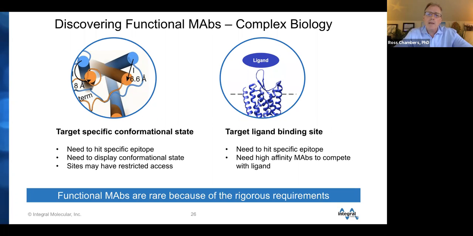Now, the other case for a functional antibody is when you block a ligand. And there, again, it's relatively difficult to find these antibodies because, again, you have to hit a very specific epitope, the ligand binding site, and you often need a high affinity antibody to compete with the endogenous ligand.